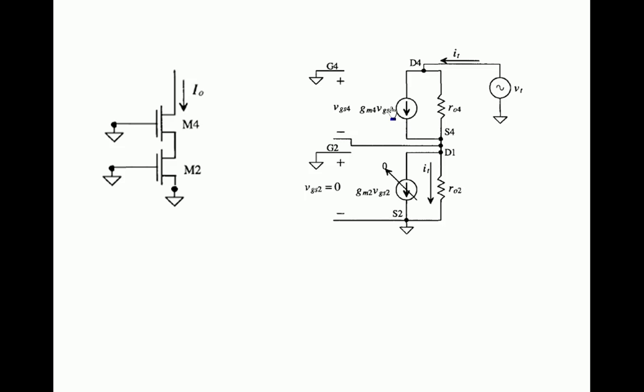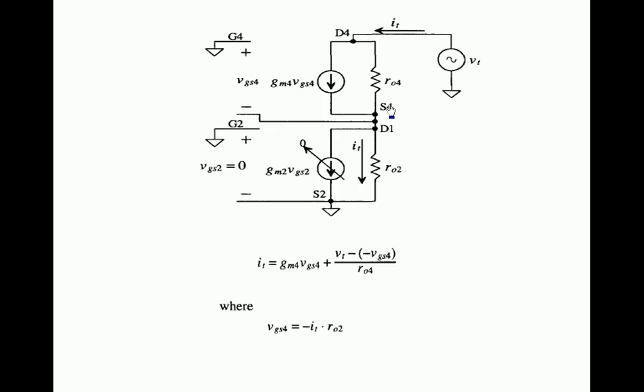From this equivalent circuit, you can write the IT equation. Total current is the current flowing through this gm4 VGS4 plus the current flowing through r04. So IT is equal to gm4 VGS4 plus the current flowing through resistance r04. Current flowing through this resistor is the voltage difference divided by resistance. The voltage difference is VT on this side, and on this side is VSG4, because from this point to ground you have to consider. From this point to ground is VSG4, which is also treated as this point to ground. This is also a ground.